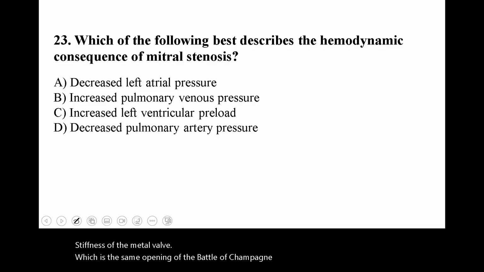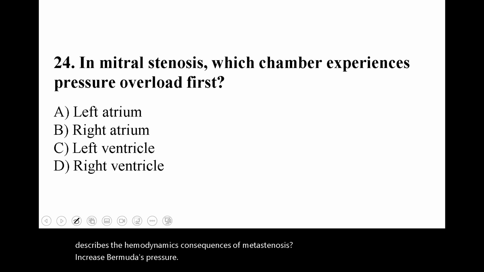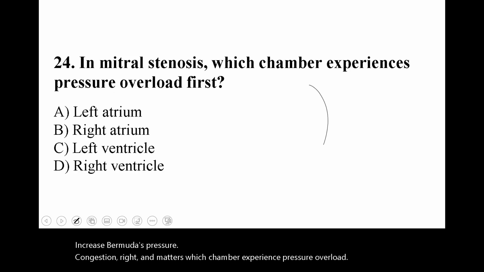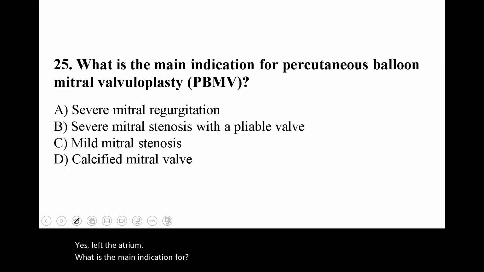Which of the following best describes the hemodynamics consequences of mitral stenosis? Increased pulmonary venous pressure, pulmonary congestion, right? In mitral stenosis, which chamber experience pressure overload? Yes, left atrium. What is the main indication for percutaneous balloon mitral valvoplasty? Pliable.